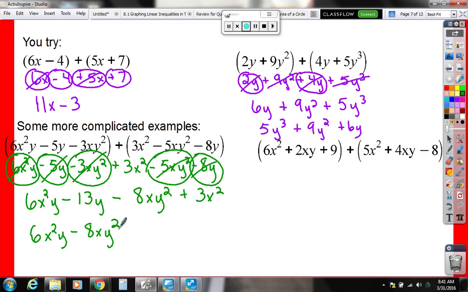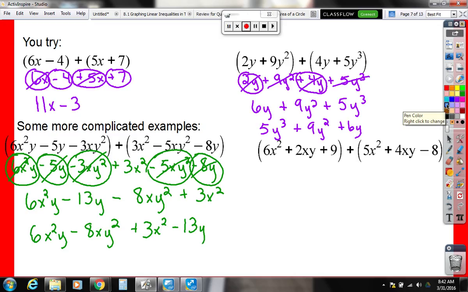Which one would I put next? Would I put the 3x squared or the minus 13y? Courtney? The 3x squared, because it has a degree of 2, and the y has a degree of 1. We won't see as many of these polynomials that we actually work with regularly. Most of our polynomials will have all the same variable, but I wanted to show you some examples like this.